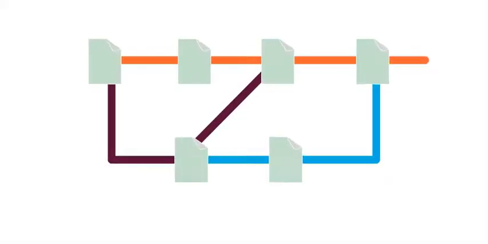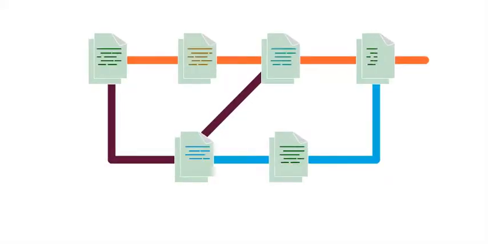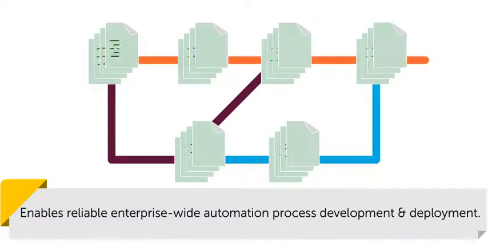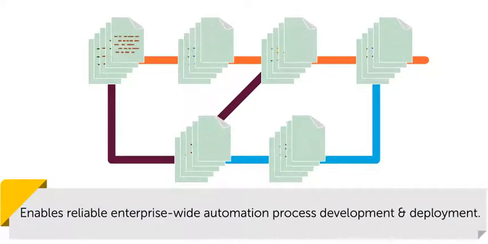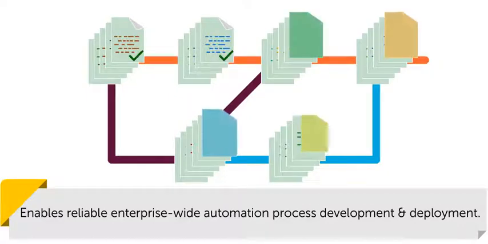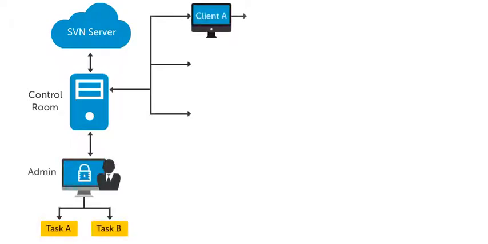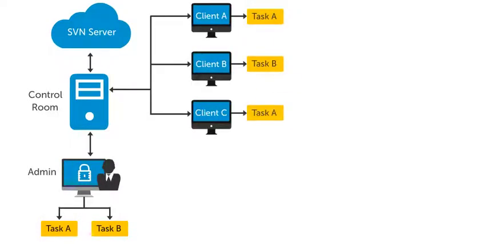Automation Anywhere Enterprise has an integrated version control that enables sophisticated, collaborative, consistent, controlled, and reliable enterprise-wide automation process development and deployment. The control room is tightly integrated with the Subversion version control system.